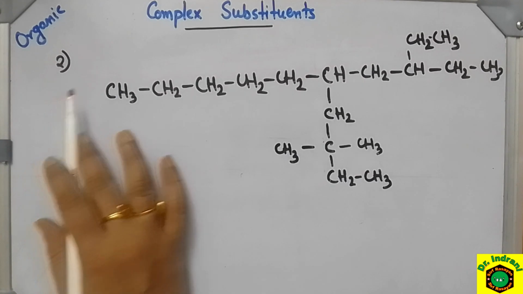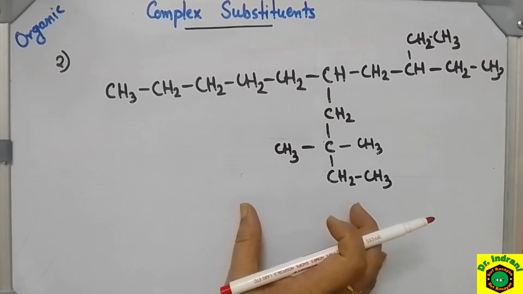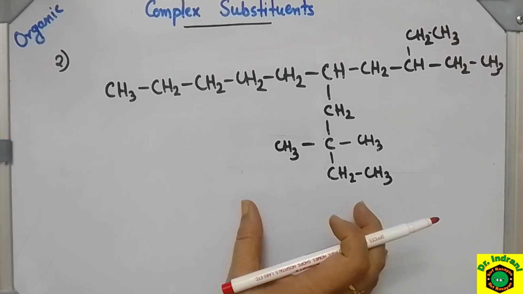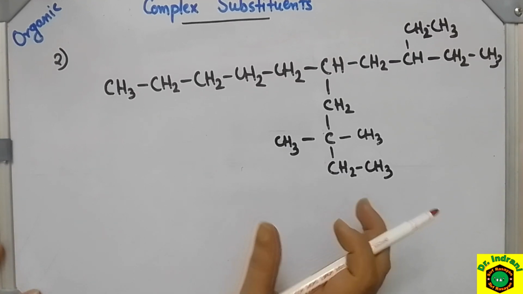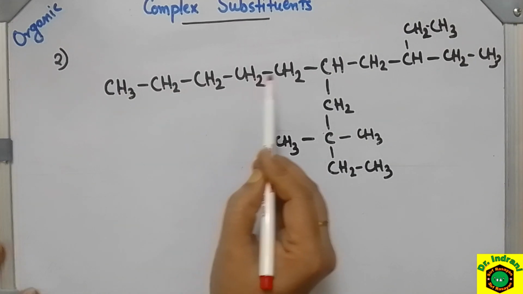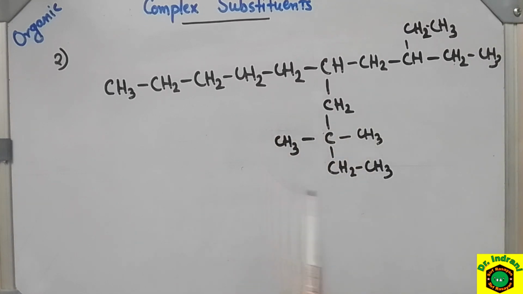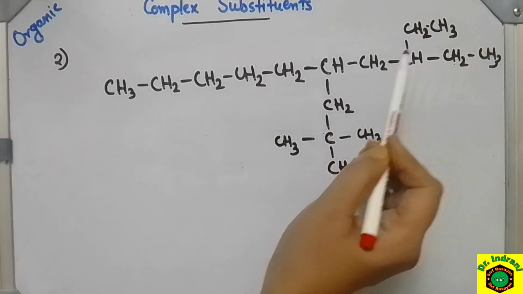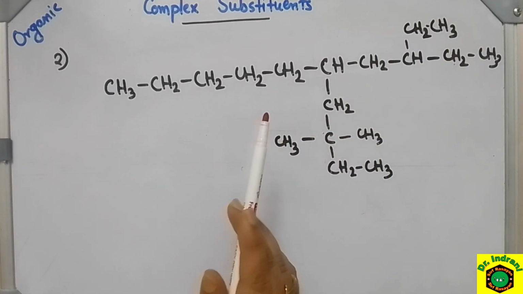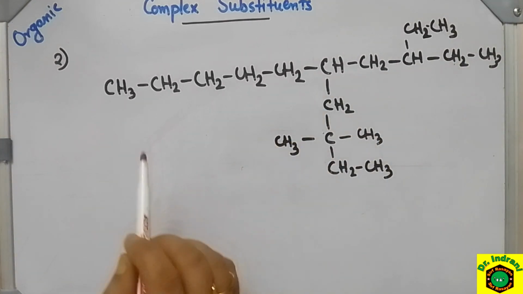Now the next molecule is this one. For this we have to do the IUPAC name. Now first we have to find out the longest carbon chain. Now consider this chain. It is having 1, 2, 3, 4, 5, 6, 7, 8, 9, 10 carbon atoms. Here one substituent and here one substituent. So 2 substituents are there and 10 carbon atoms are there in this chain.